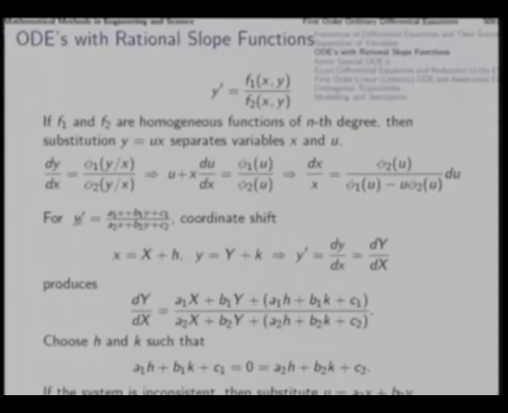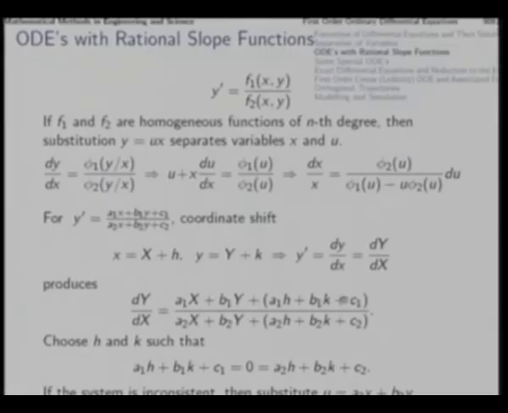So, in the place of dy by dx we can directly insert d capital Y by d capital X, and as we represent x and y with these two expressions we get this. So, a1 into X plus h, so a1X and a1h here. Similarly, b1 into Y plus k, so b1Y here, b1k here, and c1 remains.